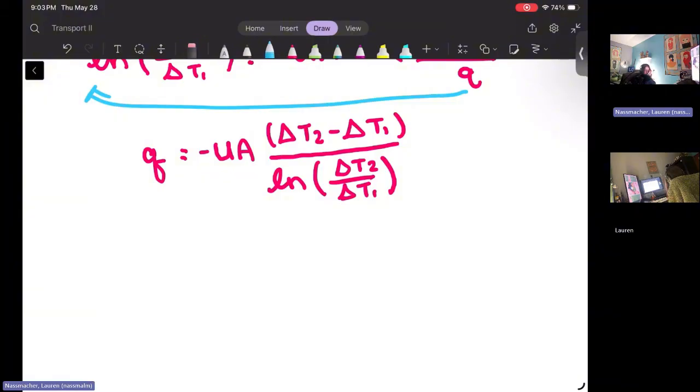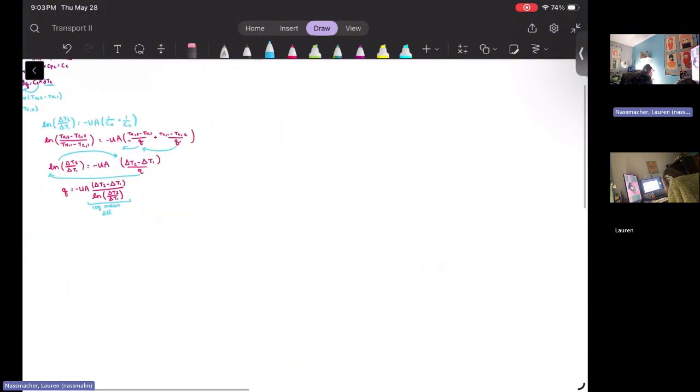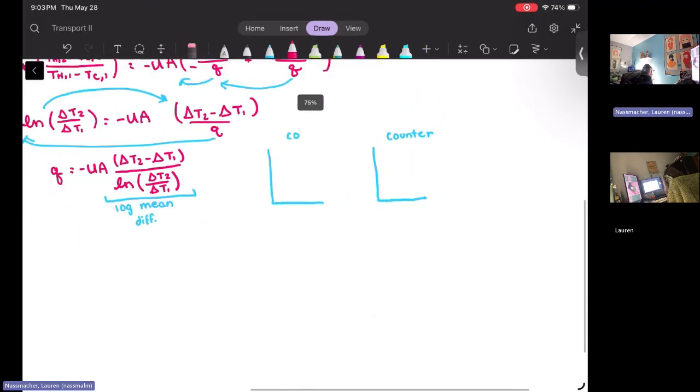Let's think back to the co-current and countercurrent heat exchangers. You're like, how does this relate? This is a log mean difference, right? Log mean difference with temperature, so it's an LMTD. We draw a graph for our co-current and our countercurrent. We're going to find something out very quickly.